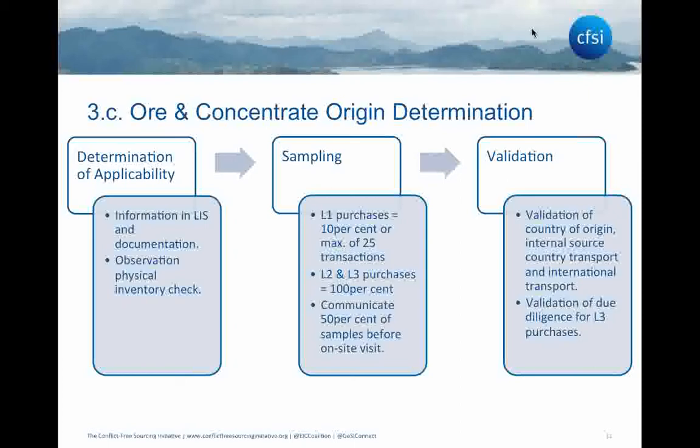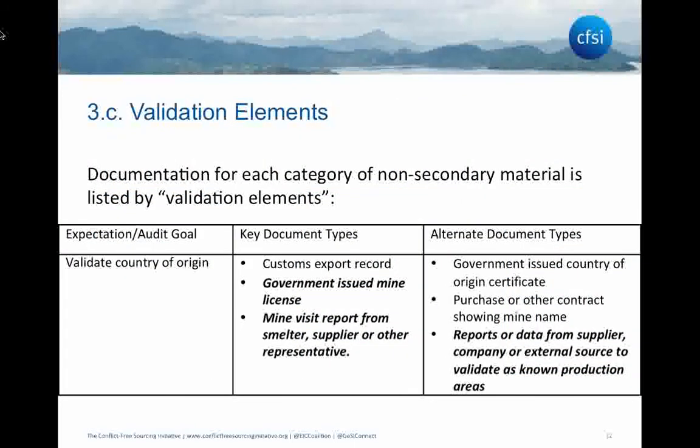Once the samples have been identified and communicated, the smelter will prepare all the documentation necessary for those transactions that need to be validated by the auditor, and the auditor will conduct the validation of the country of origin information as well as the transportation information. For level 3 purchases, the auditor will furthermore be required to validate due diligence measures that have been taken both by the smelter as well as the actors in the smelter's supply chain.